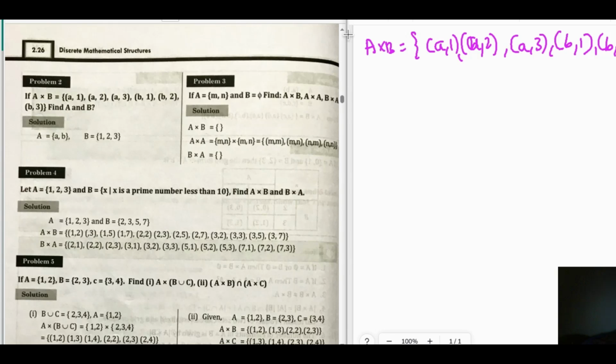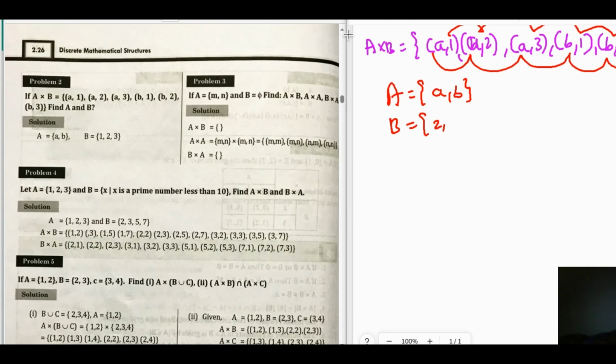Then what is the element of A and what is the element of B? All the first elements are the elements of A, that is a and b. So the elements are a comma b, and all the second elements are the elements of B, that is 1 comma 2 comma 3. So B will be 1 comma 2 comma 3. So all the first elements are the elements of A and all second elements are the elements of B.